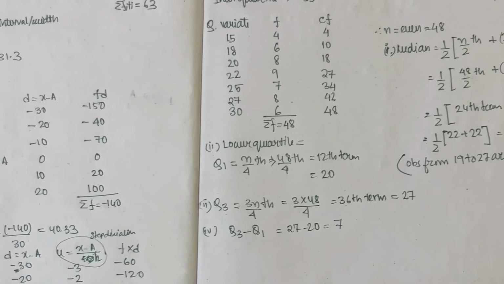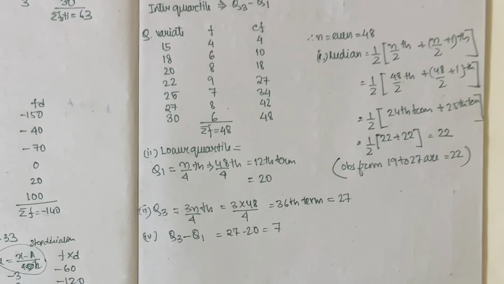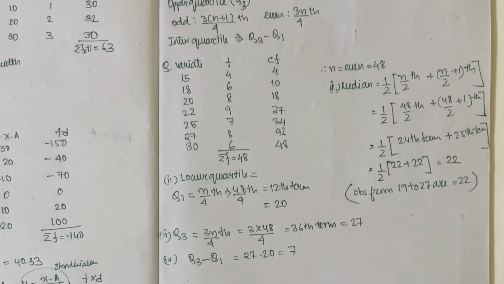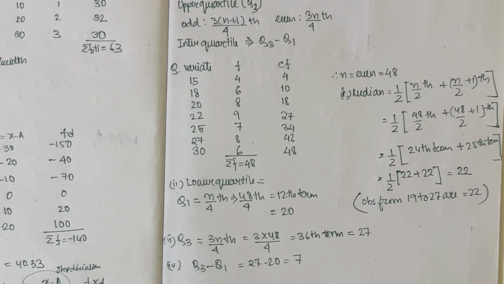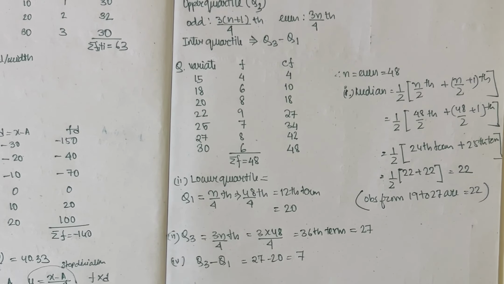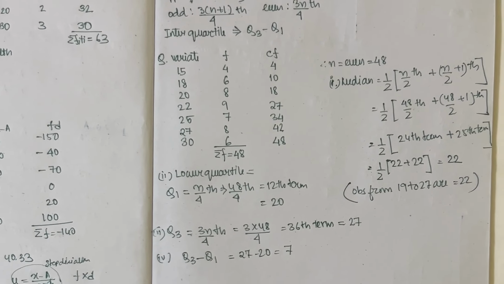Now let us see the sum. Variate, that is given 15, 18, 20, 22, 25, 27 and 30. Frequency, that is 4, 6, 8, 9, 7, 8, 6. Summation of it is 48. CF, or the cumulative frequency.